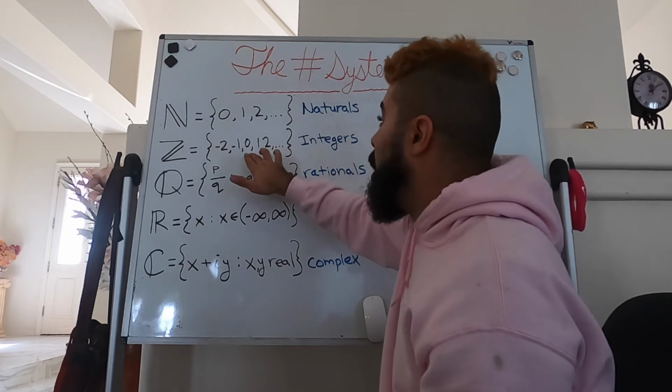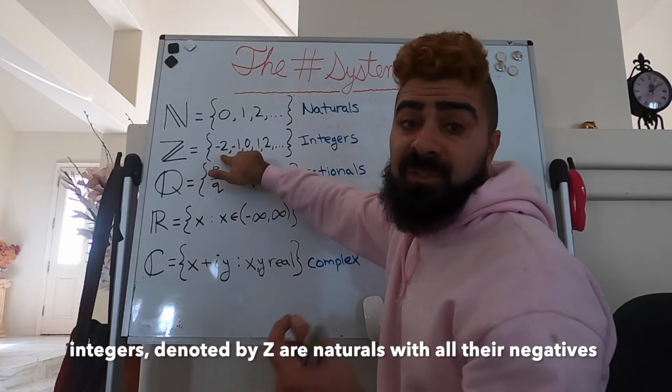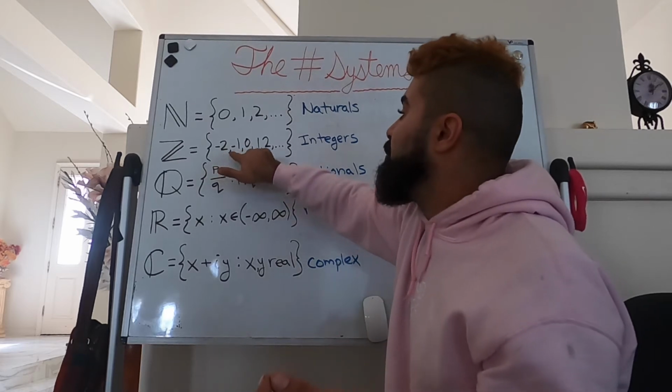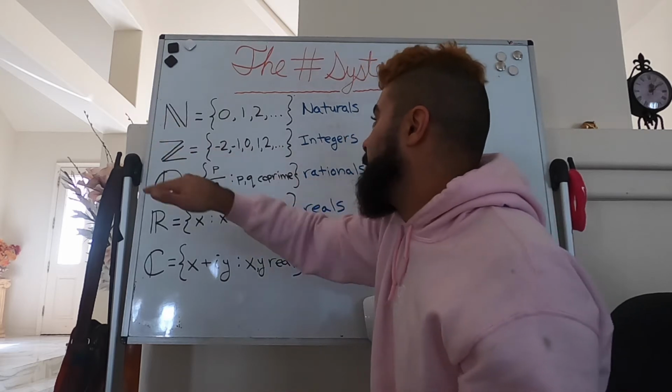The integers are all of the naturals, as you can see, but we also throw in the negatives of all the numbers. So you got negative 2, negative 1, 0, 1, 2, negative 3, negative 4, negative 5.